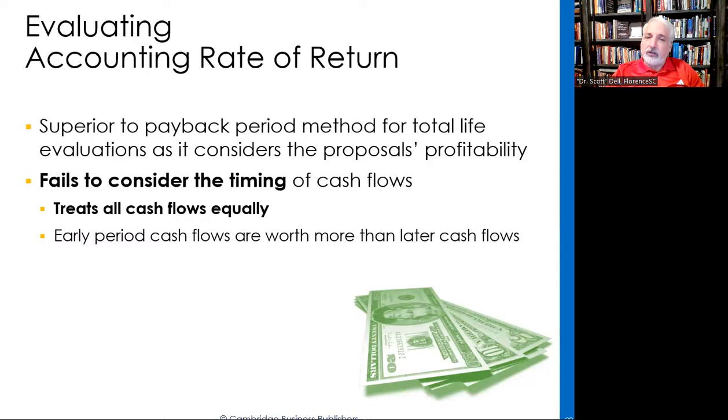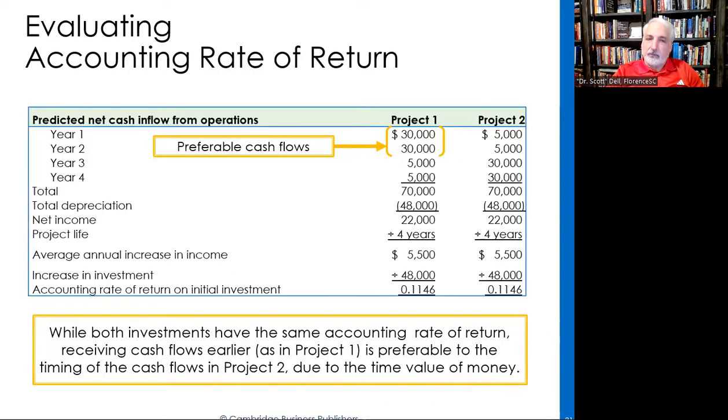Our accounting rate of return, another non-present value method, would be superior to the payback period method for total life evaluation because it does consider the proposal's profitability long term. But again, time value of money is not taken into account. It treats all cash flows equally no matter when they're received. Equal early cash flows are, as you and I know, worth more than later cash flows, but the accounting rate of return does not take that into account.